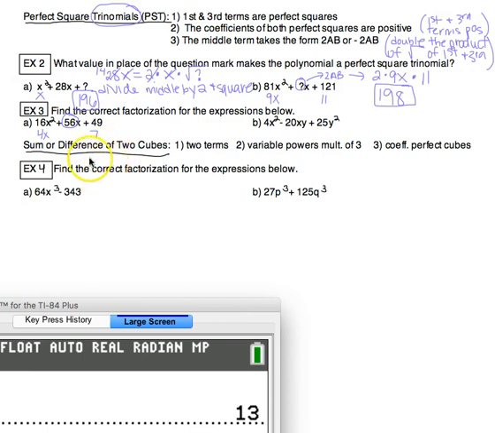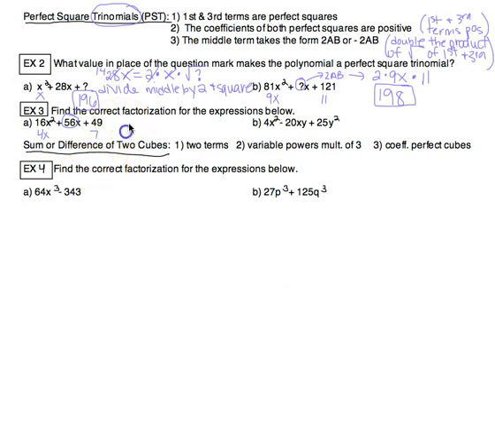So the format of factoring a PST starts out kind of similar to the difference of squares in that we put the square root of the front in the front, the square root of the back in the back, but this time the sign is based upon the middle. So if the middle is a plus, they're both a plus. If the middle were a minus, they're both going to be a minus.